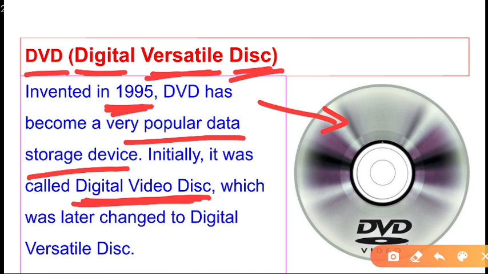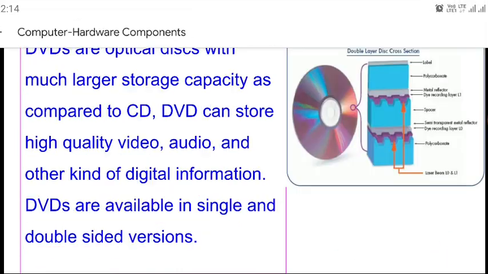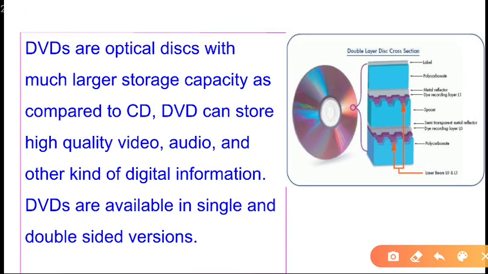Then this, first it was called digital video disc, then it was changed to digital versatile disc. Now DVDs are again optical discs. Optical discs means those discs that use light to store data and read the data, with much larger storage capacity as compared to a CD.